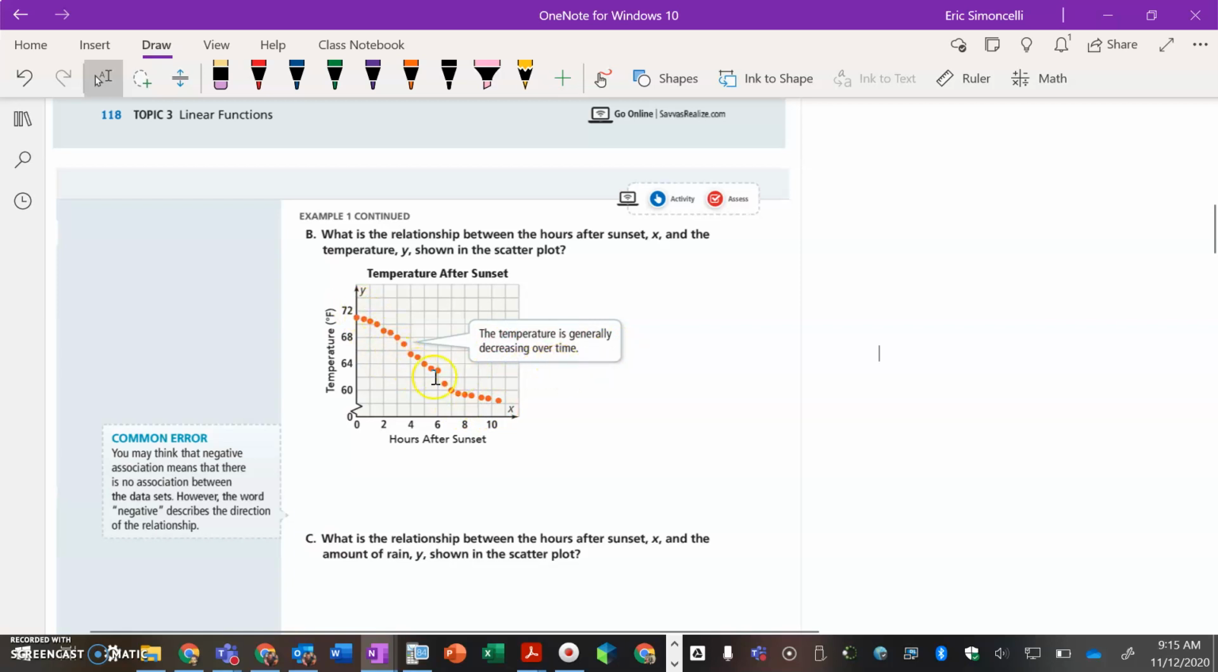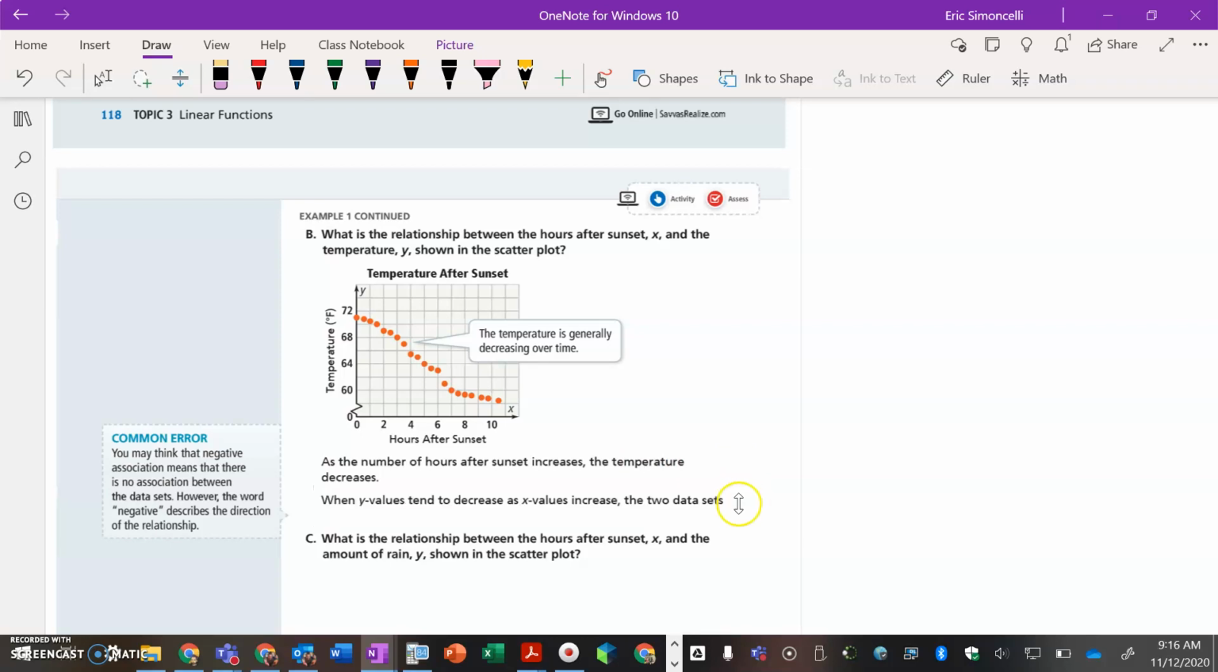So the trend, I would argue, if we look at it linearly, would have a negative slope. Again, not one line can go through all points, but that's the trend. As the number of hours after sunset increases, the temperature decreases. When Y values tend to decrease as X values increase, the two data sets have a negative association.